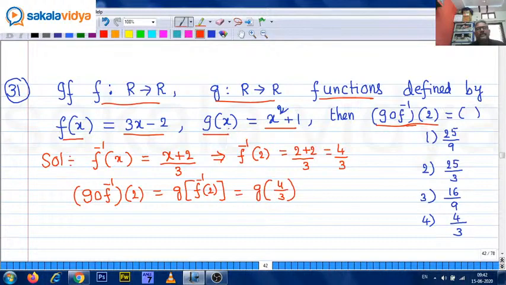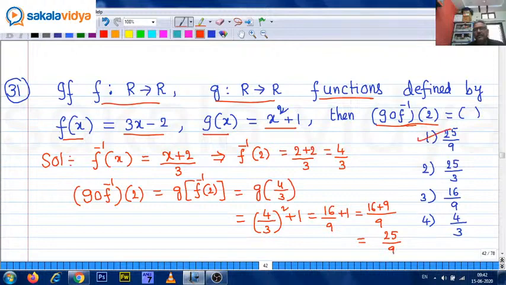We have g of x is defined as x square plus 1. Now g of 4 by 3 is equal to 4 by 3 whole square plus 1. That is 16 by 9 plus 1. So 9 LCM, 16 plus 9, so 25 upon 9. So first option is the right option.